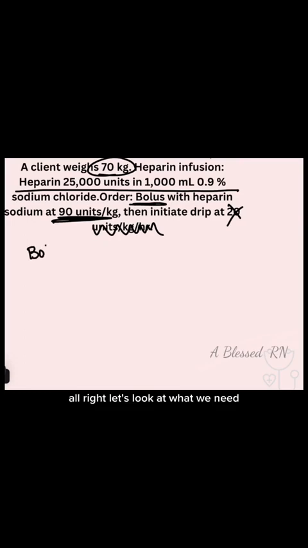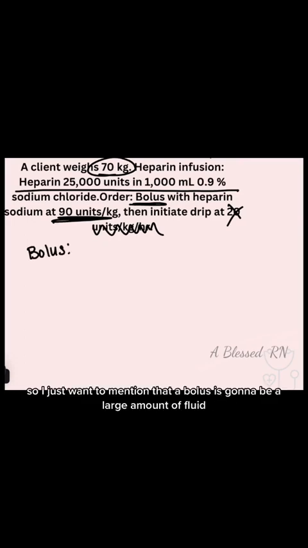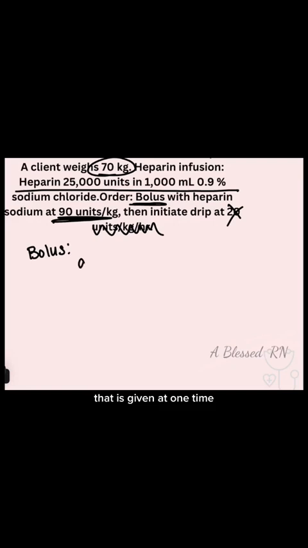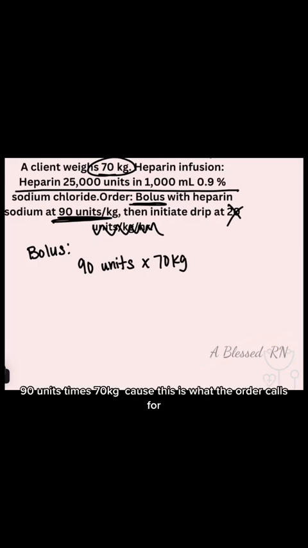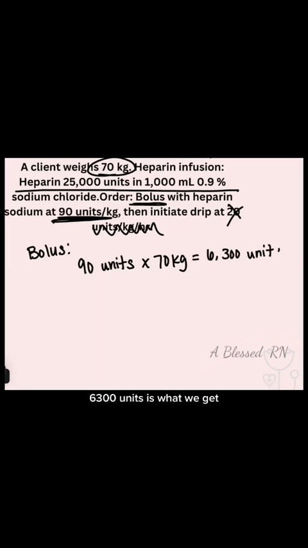All right, let's look at what we need. I just want to mention that a bolus is going to be a large amount of fluid that is given at one time. It's not going to be a drip or an infusion given in an IV pump. It's just one-time administration. So let's figure out how many units we need. 90 units times 70 kilograms, because this is what the order calls for. 6,300 units is what we get.